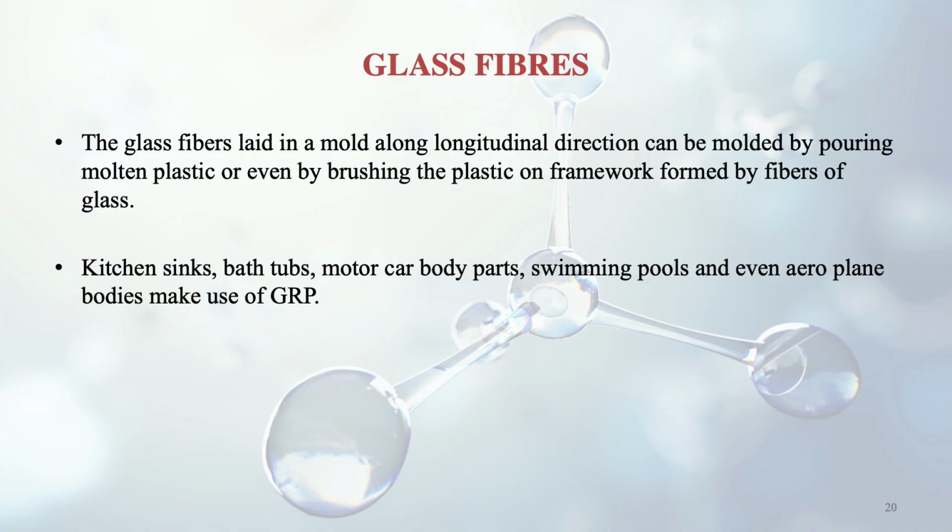And some examples of these are kitchen sinks, bathtubs, motor car body parts, swimming pools, and even aeroplane bodies, which are nowadays made of GRP, glass reinforced plastics. So after the glass fibers, now we discuss the carbon fibers and some other types of fibers also.